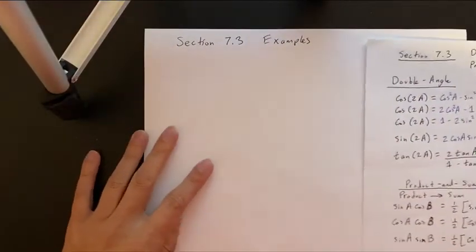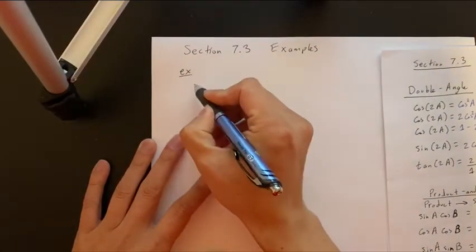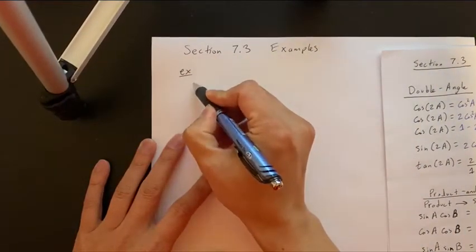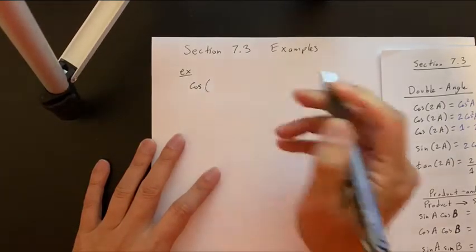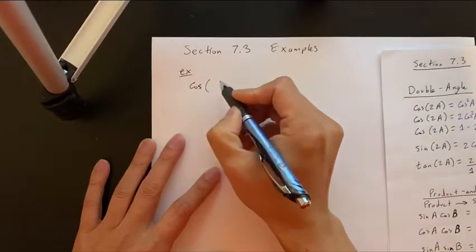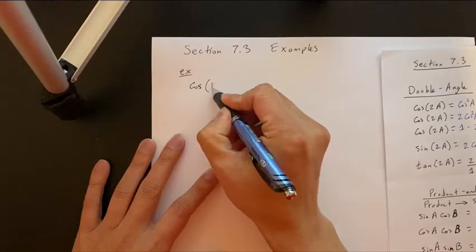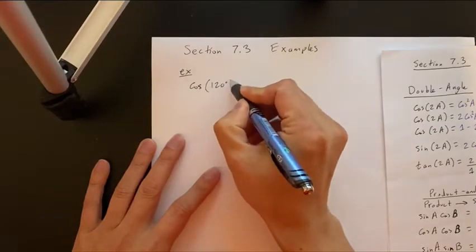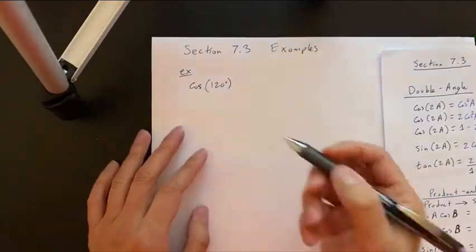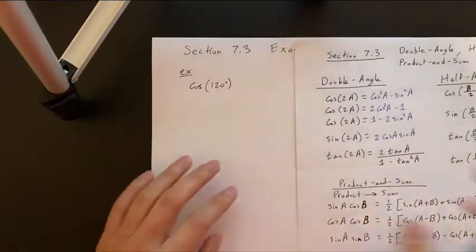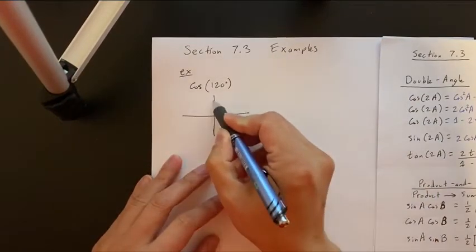So for example, if I want to figure out what is cosine of, what's a good angle? Let's try 120 degrees. Okay. Well, that's a pretty good angle. You don't really need any of these formulas. You can just apply trig itself.